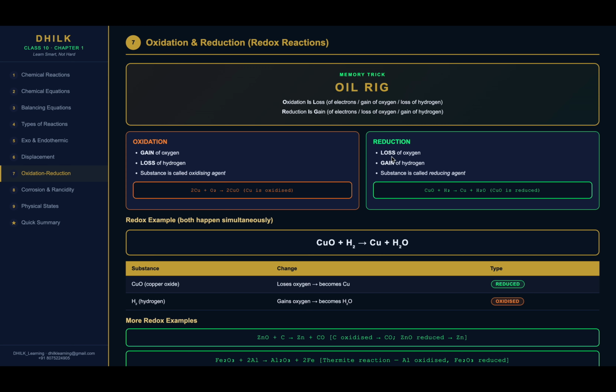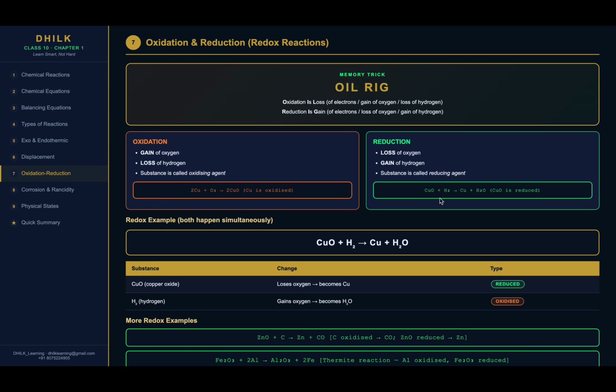Now a reduction reaction is just the opposite of oxidation. In oxidation there is gain of oxygen, then in reduction it is loss of oxygen. In oxidation it is loss of hydrogen, in the reduction reaction it is gain of hydrogen, and the substance which undergoes this process is known as the reducing agent. So for example, it is CuO, we are adding hydrogen. This is addition of hydrogen, right? And copper is losing its oxygen also.